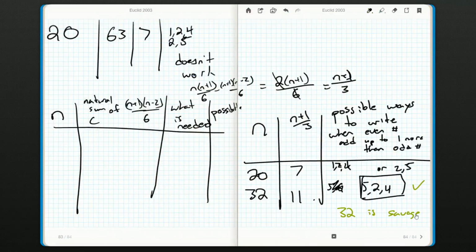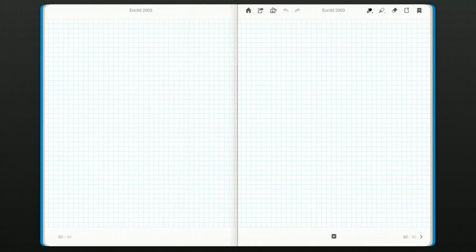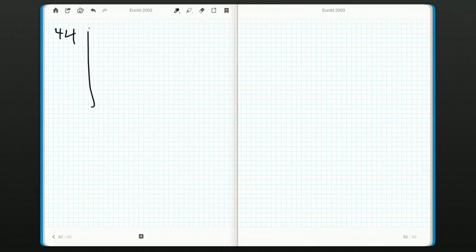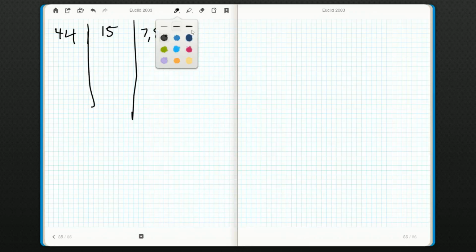Okay, now the next one, 44. We'd be missing out on 15 of them. Can we write this as, well, yeah, 7 and 8 would work just fine. Neither of those is a multiple of 3, so 8 can be removed from the list of even numbers, 7 can be removed from the list of odd numbers. So 44 is savage.